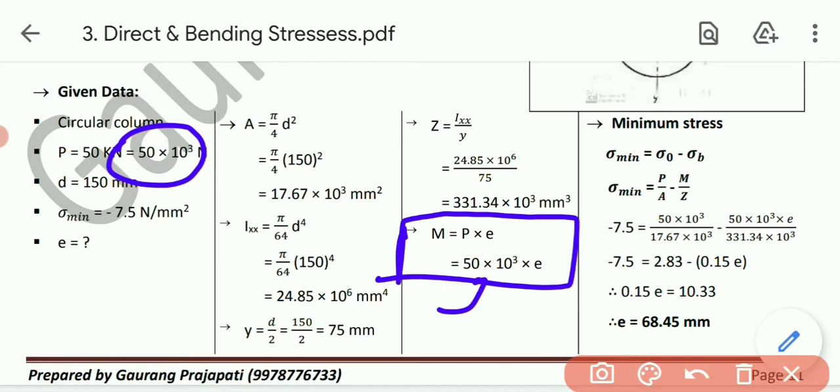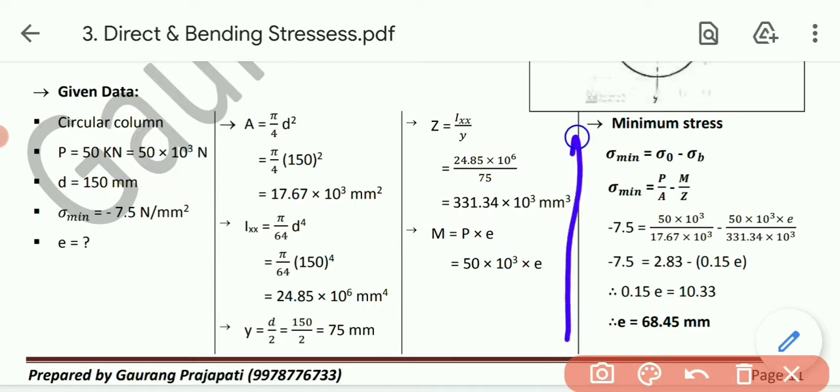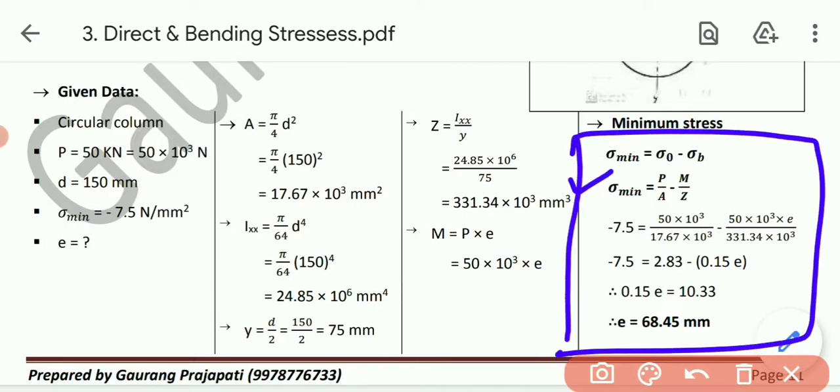So now I have all the unknown parameters except eccentricity, so now I will go for the formula of sigma minimum. Sigma minimum is sigma 0 minus sigma b, sigma 0 that is P by A, and sigma b that is M by Z. Now let's put down the values.